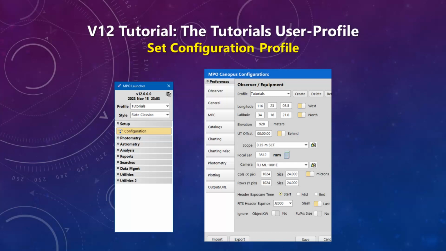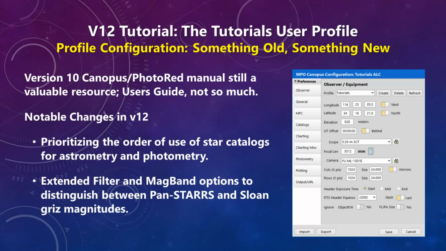Start the MPO Canopus launcher and select Setup Configuration. It can take several seconds for the form to appear. Only some of the configuration settings are covered in any detail in this tutorial. Since versions 10 and 12 have many common configuration settings, the version 10 MPO Canopus manual remains a valuable resource for this and many other tutorials.